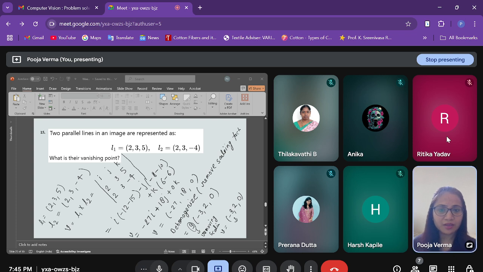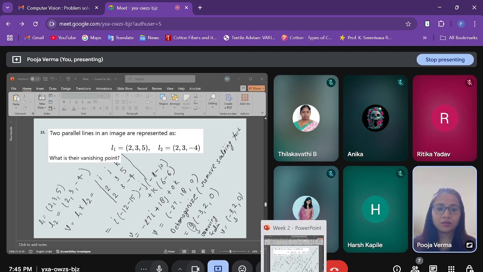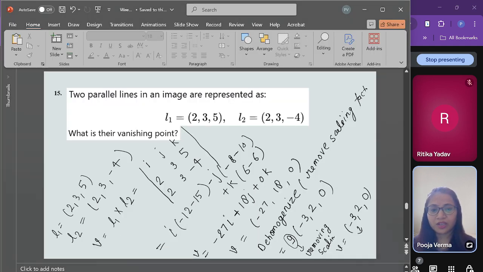Please answer at least. Have you understood this question? If two parallel lines are given, how to solve for the vanishing point? Okay. So moving to the next question.